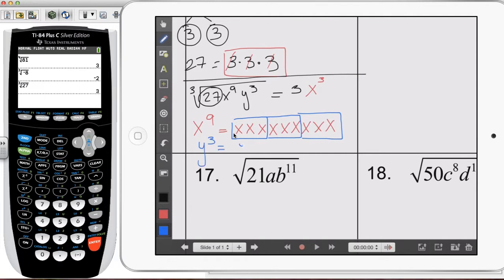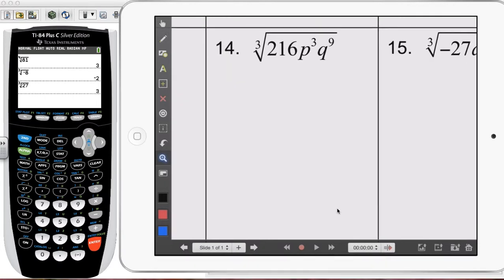It means I have 3 y's. Again, since the index is 3, any groups of 3 will leave the radical. As you can see, I have only one group of 3 y's, so only one y will leave the radical. So y to the first, which gives 3x cubed y. Next: cubic root of 216 p cubed 8 q to the 9th.